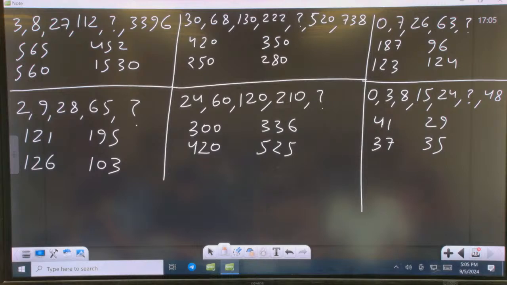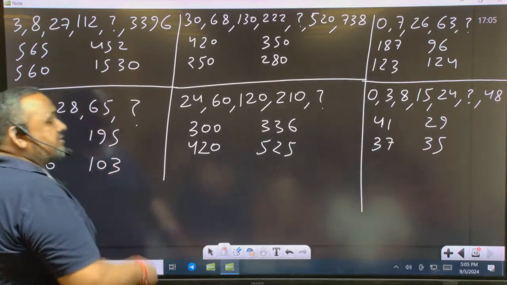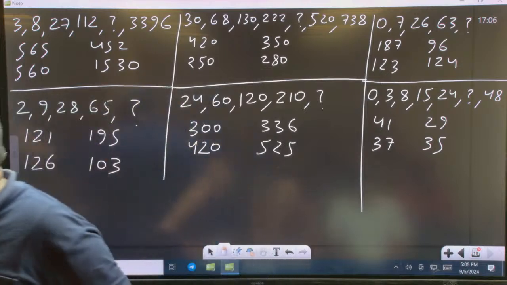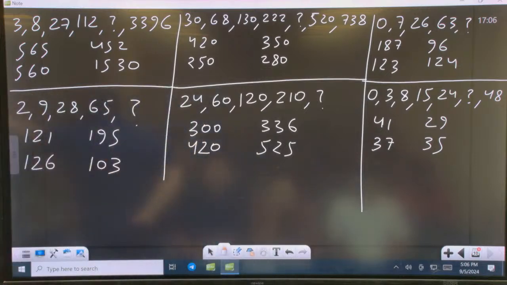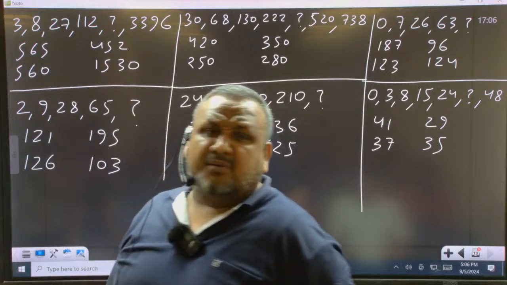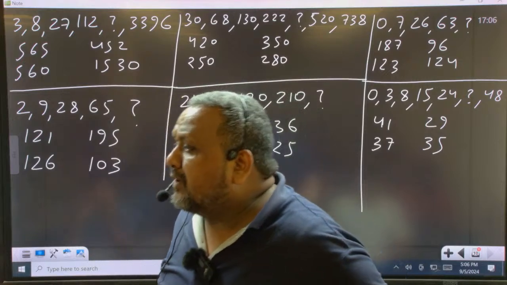Look, I'm telling you one. This number 65. Is this number 65 near to any perfect cube or square? Yes. 65 is near to 64. And you all are in competitive class. Why is 64 so famous?